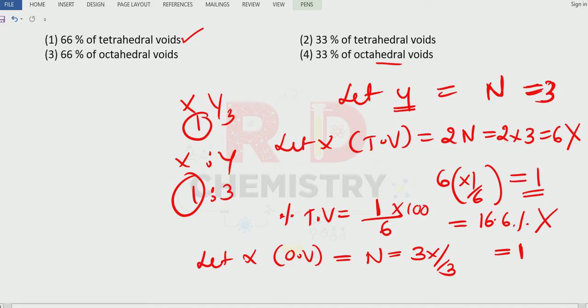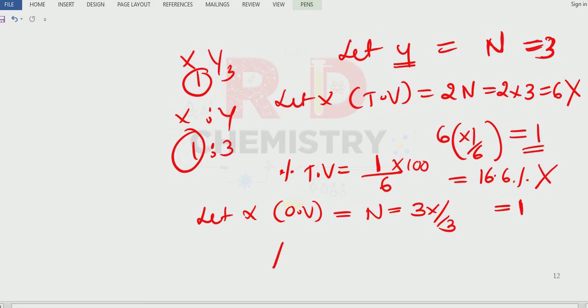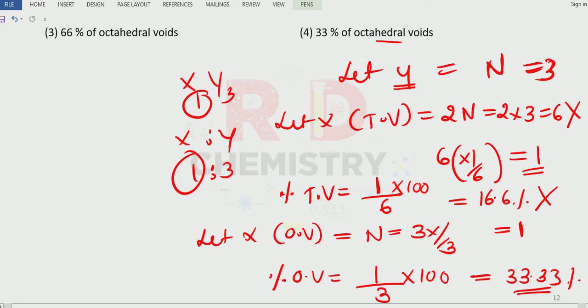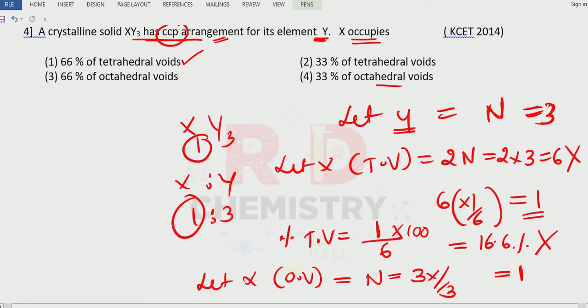Now we'll take the percentage. How will you take the percentage? Percentage of the octahedral voids: there should have been 3 octahedral voids, but only 1 is occupied by X. Taking 100, this will give me around 33.33 percent. Clear? So which answer is matching? It should be 33 percent of the octahedral voids. So answer is option number 3. Clear, students? Fourth one is the answer, right?